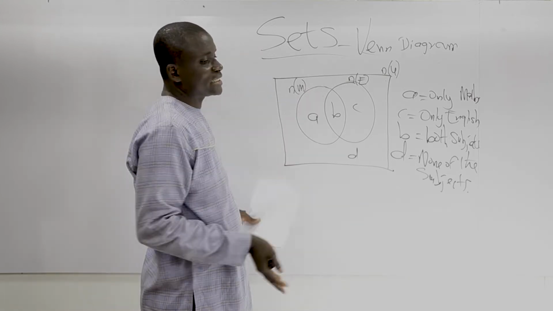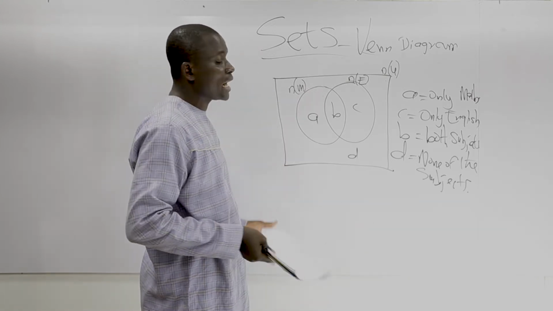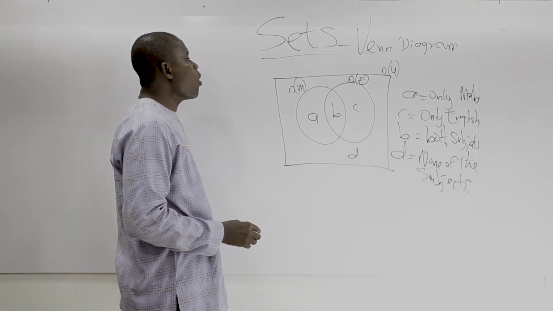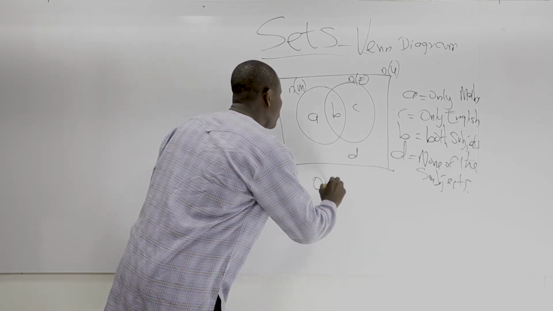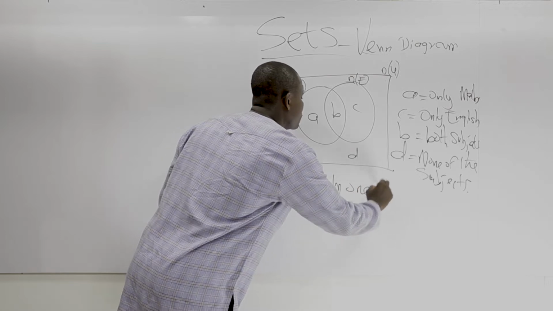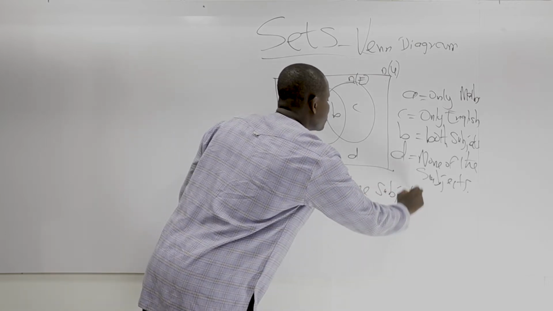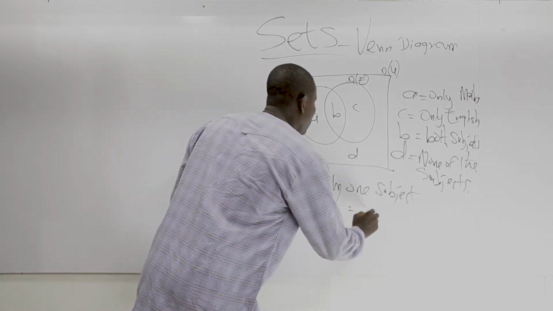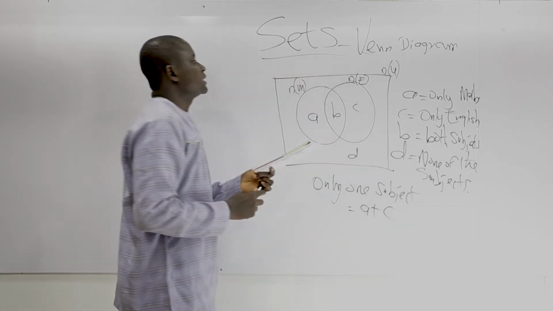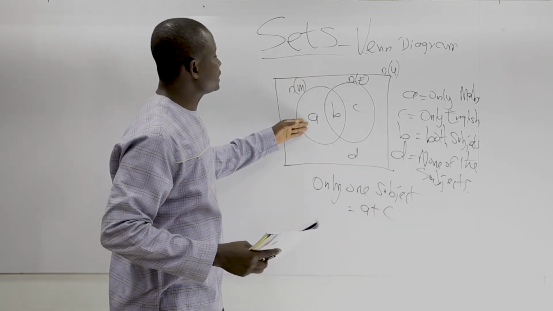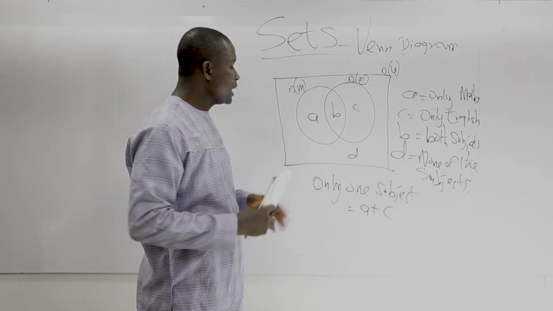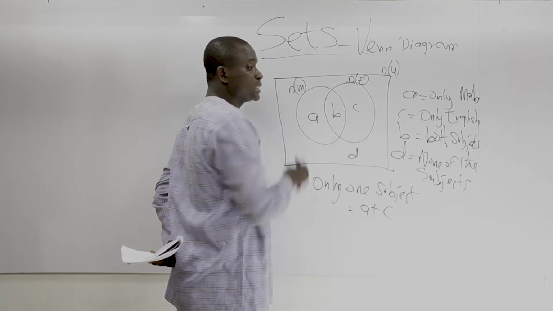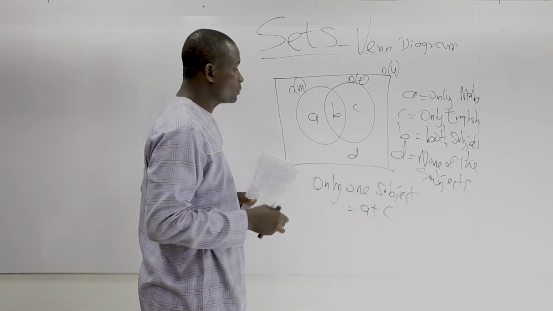So when you are writing an examination or working something in class, and they ask you, how many of them offered only one subject? Only one subject is going to be what? A plus C. That is, it will be only mathematics and only English. That is only one subject. I'm repeating. Only mathematics and only English. That constitutes people who offered only one subject.